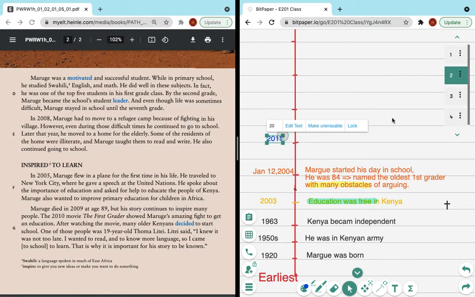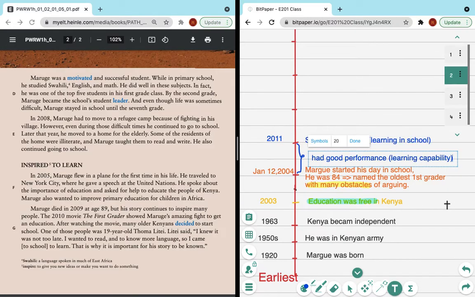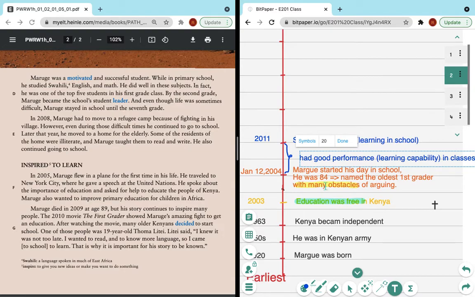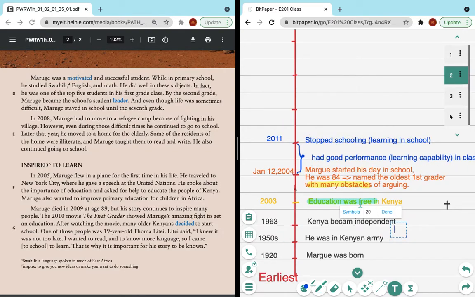Is it true? So we can take note here that he stopped learning at school, right? In classes. All right, so it's a pretty easy one.